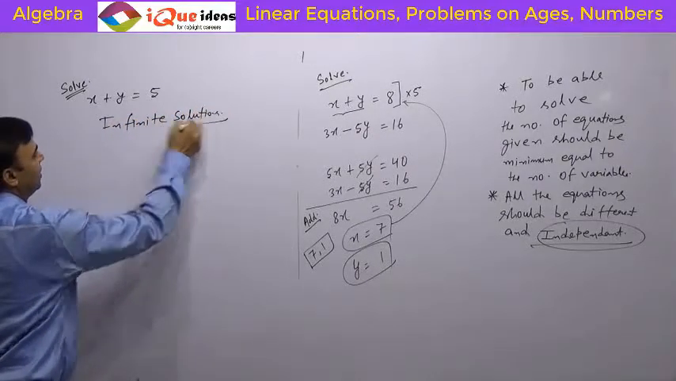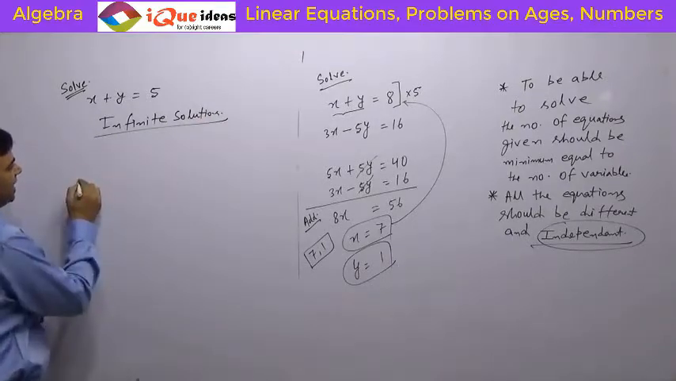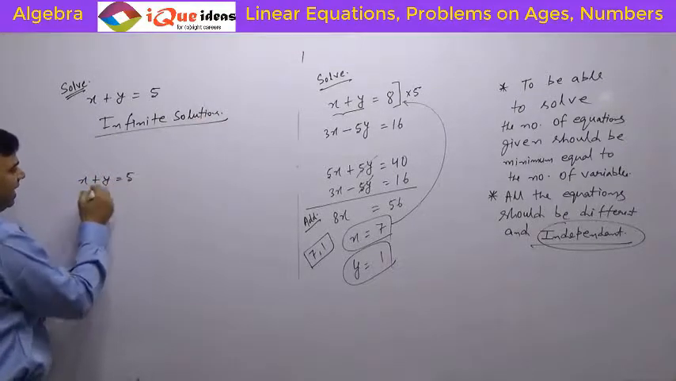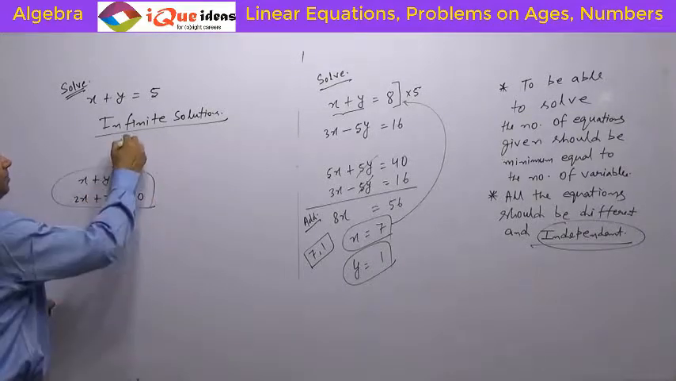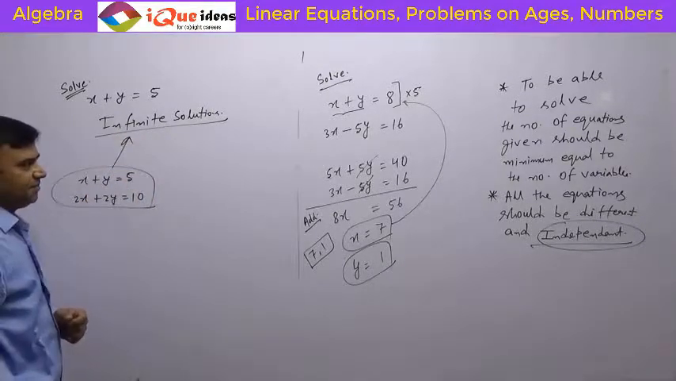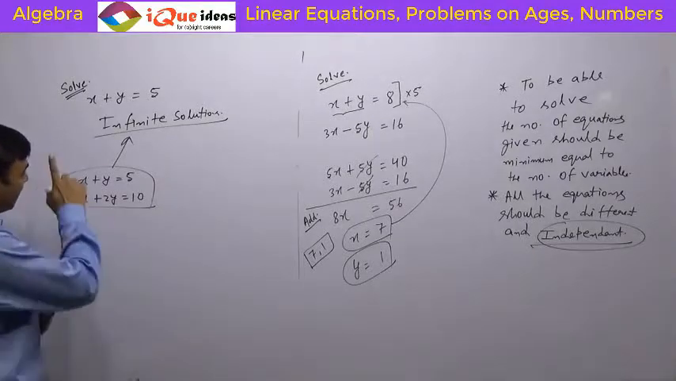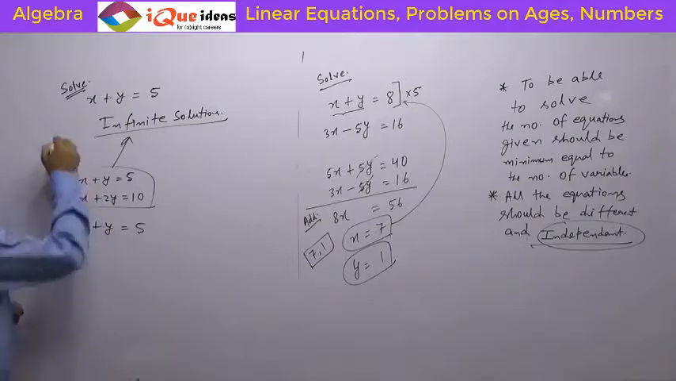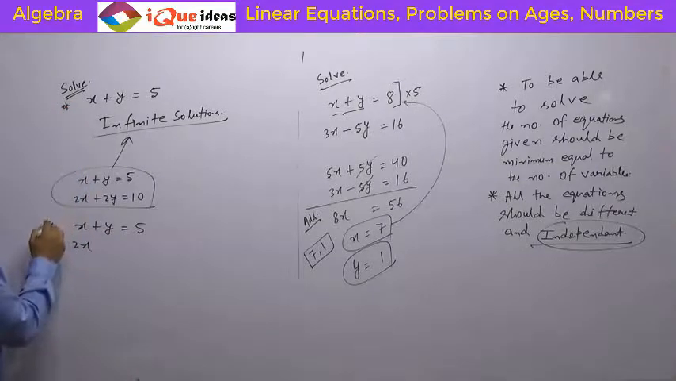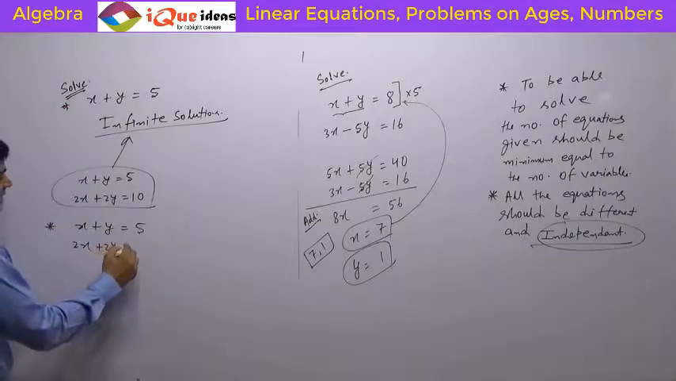Right? So if I have two equations like x plus y equal to 5 and another equation just a multiple of the first equation, then it is simply infinite solutions. Okay. Let's take another situation. If I have x plus y equal to 5 and 2x plus 2y equal to 9.